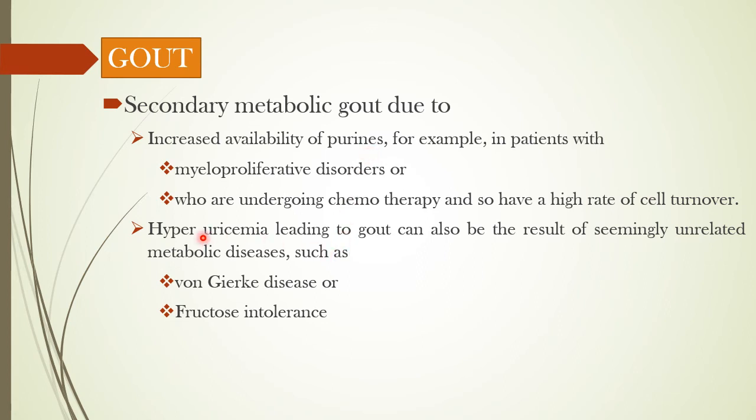It has also been seen that hyperuricemia may be associated with some metabolic diseases which are definitely unrelated, but these may result into hyperuricemia. For example, we have seen in glycogen storage disease, von Gierke disease, and we have seen in detail how von Gierke disease can be linked to hyperuricemia. So you can recall that lecture. Similarly, in the metabolism of fructose and galactose, we have also studied in detail fructose intolerance and its association with hyperuricemia.